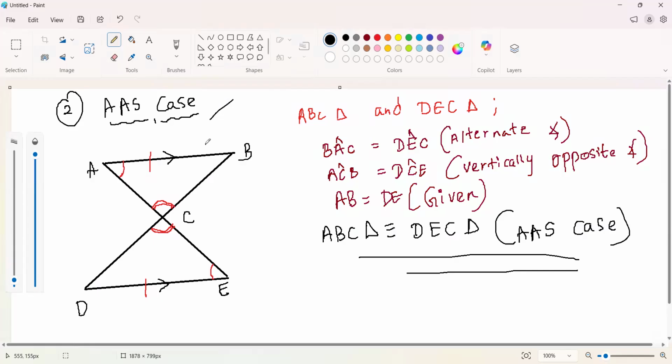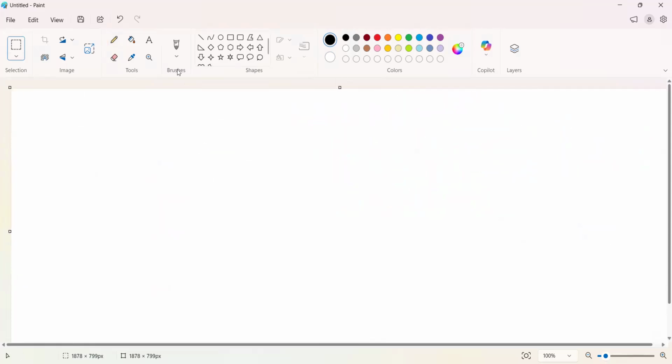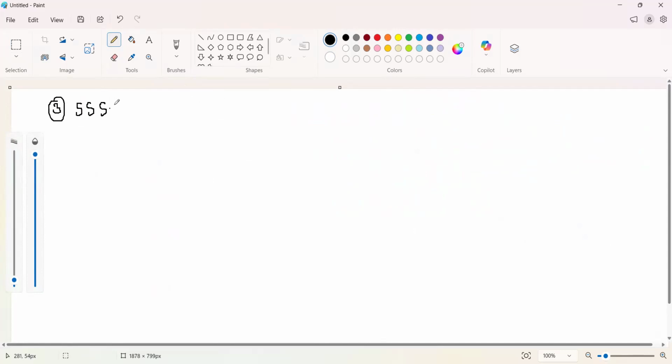Shall we go for the third case? Quickly look at these things. The third case is very easy. We call it the SSS case. Can you imagine what the SSS case is?